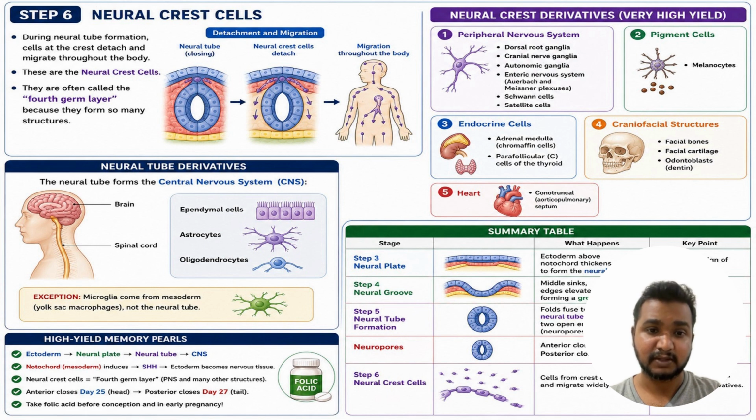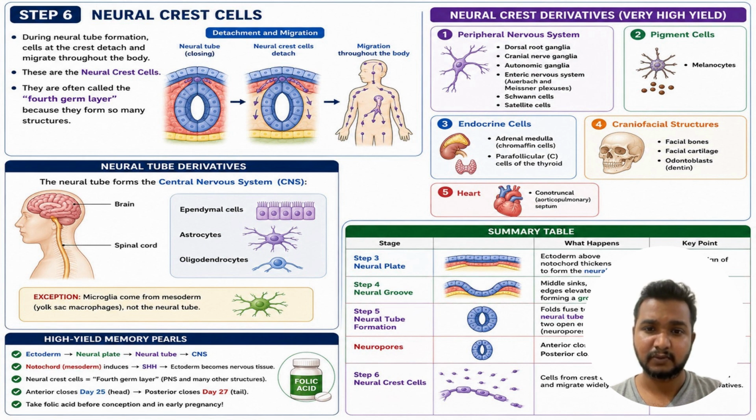Remember this important point. Neural crest cells are highly migratory cells that form structures throughout the body. Let me repeat that. Neural crest cells are highly migratory cells, and because they travel to many different parts of the embryo, they give rise to a wide variety of tissues and organs. Now let's look at their major derivatives.